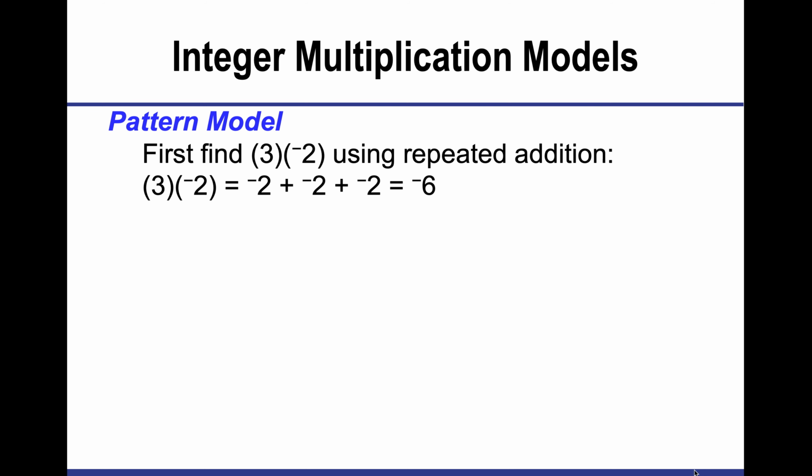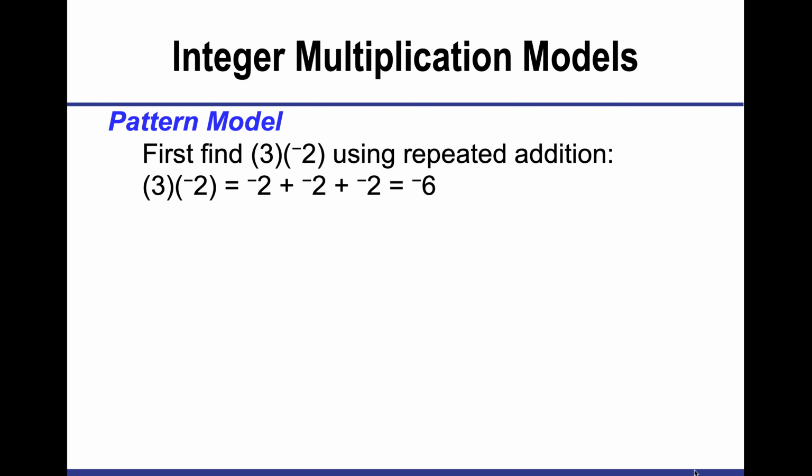So the first integer multiplication method is what we call the pattern model. We would seek to figure out what is 3 times -2 by using the repeated addition of -2 plus -2 plus -2. The nice thing about that is they already have a foundation in the arithmetic for addition, so they know that the sign is going to be negative, and it's clear why the sign is negative.